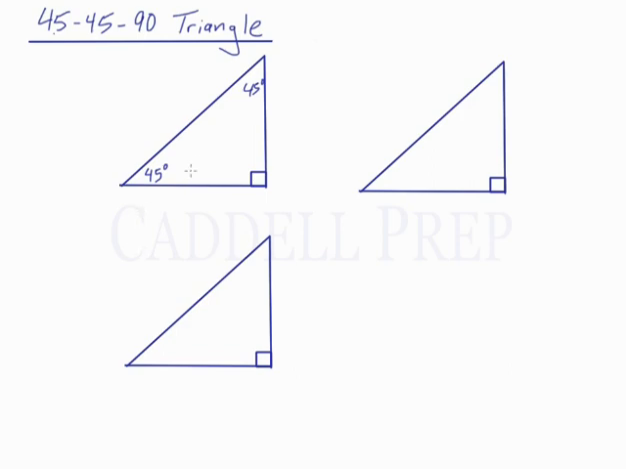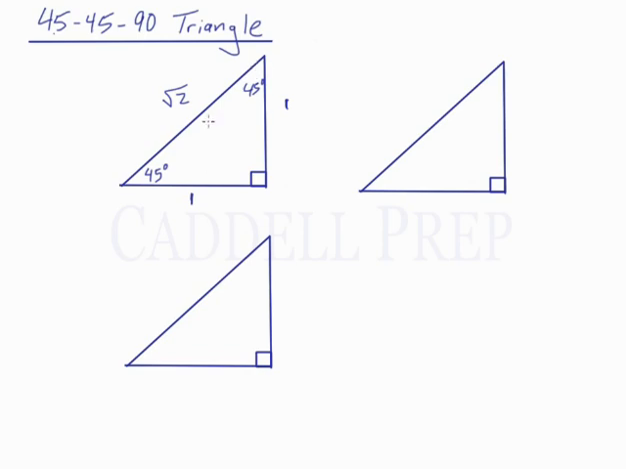A simple 45-45-90 would be to have the measure of the two legs equal 1, and then the measure of the hypotenuse equal radical 2. You could test this in the Pythagorean theorem, and you'll see that these sides work. 1 squared plus 1 squared equals the square root of 2 squared.